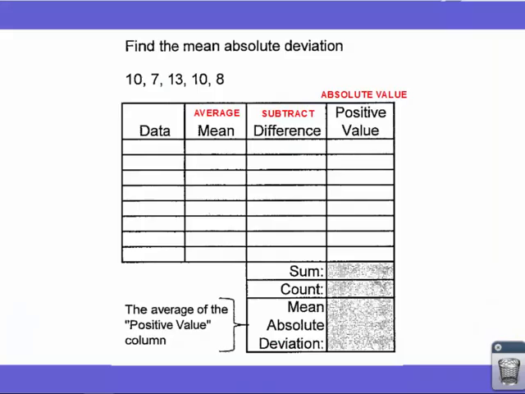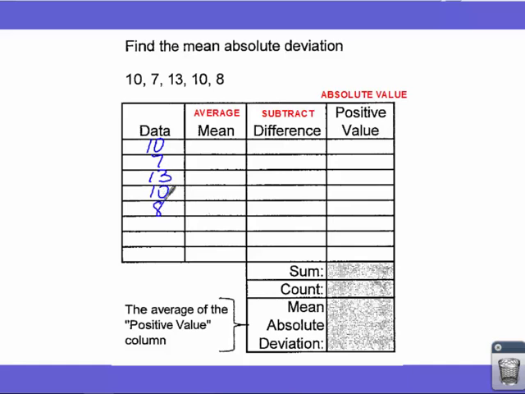Okay, so let's look at an example. Here's our first example. Again, this is exactly what your assignment will look like as well. So you will be given a chart like this with a set of data. So the first thing I want you to do is take this data and write it in our chart. So we would have 10, 7, 13, 10, and 8.